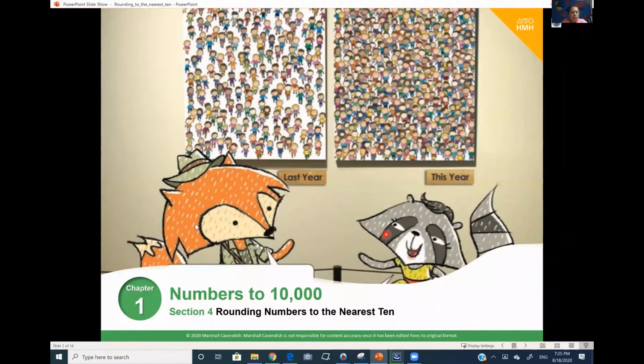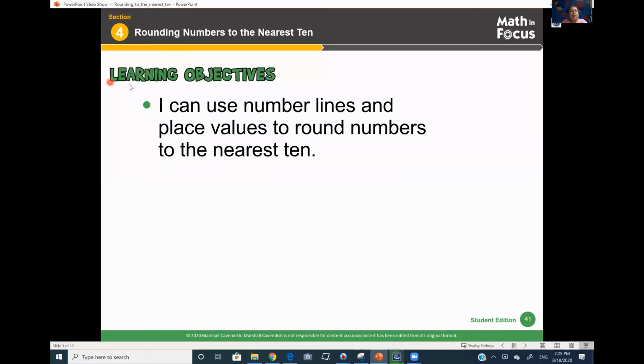Today we're going to continue chapter 1, numbers to 10,000. We're going to be doing lesson 4, rounding to the nearest 10. Our learning objective is going to be: I can use number lines and place values to round to the nearest 10.